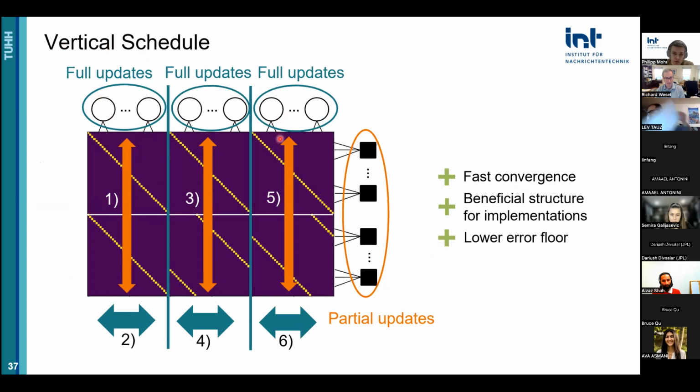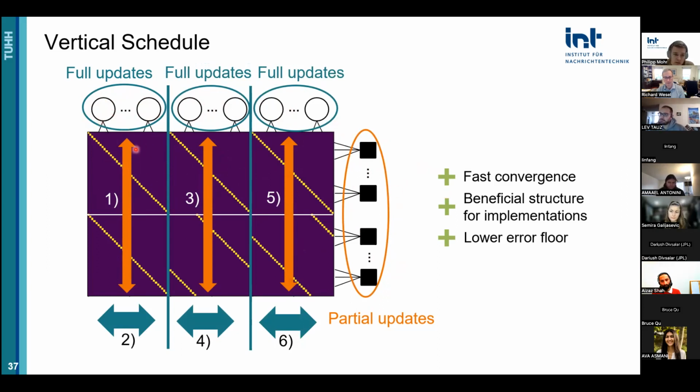So we have those vertical layers, and each layer corresponds to a group of variable nodes where we perform full updates, followed by partial updates of all the check nodes. And so, for example, we do first partial update of all the check nodes, followed by full updates of all the variable nodes of the first group. Then we have again a partial update, followed by full updates of the variable nodes here, and so on. And this completes one layered, vertical layered decoder iteration.